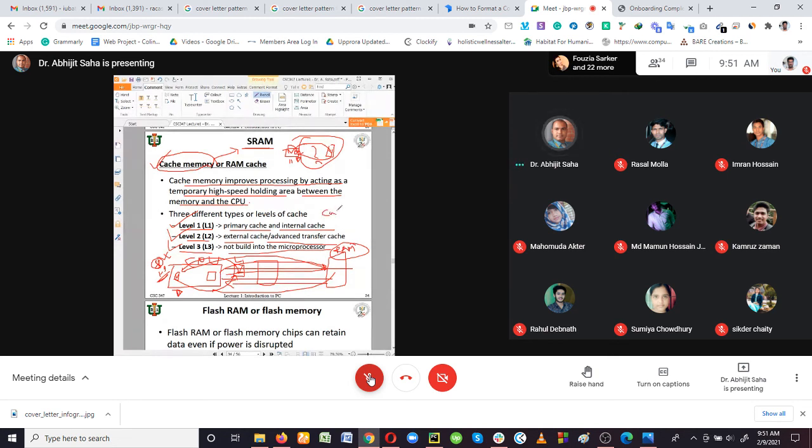What do we call it? We call it a cache hit. That means it is there inside the cache. If it is there inside the cache, then we call it a cache hit. But if it is not there, then we call it a cache miss. So this is what the cache hit and cache miss are.